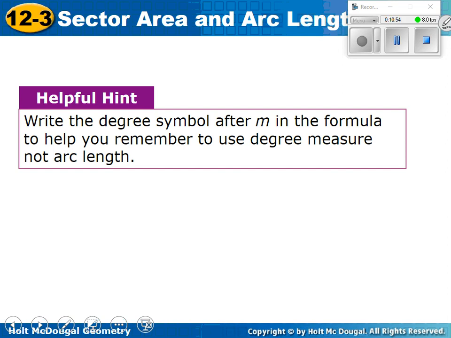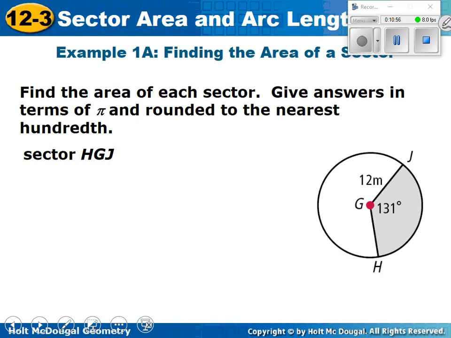All right, let's look at a problem. Here's the first one. Find the area of each sector. Give your answers in terms of pi and rounded to the nearest hundredth. So 2 answers. Watch your directions on your homework. We're looking at sector HGJ. First of all, there's 2 sectors that are HGJ.